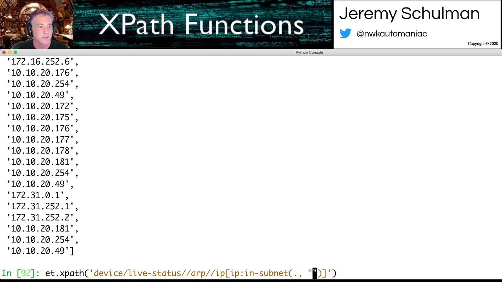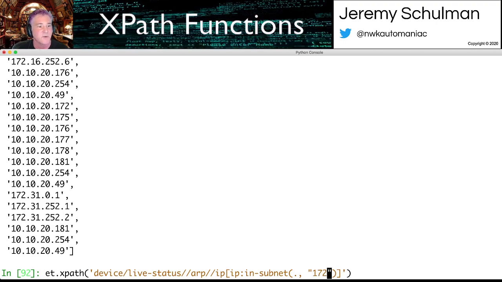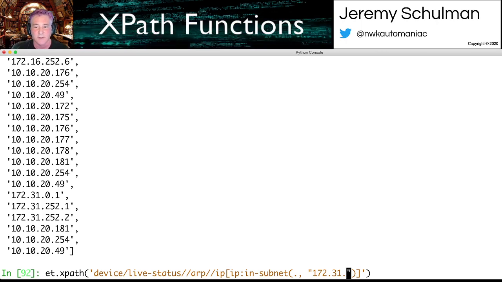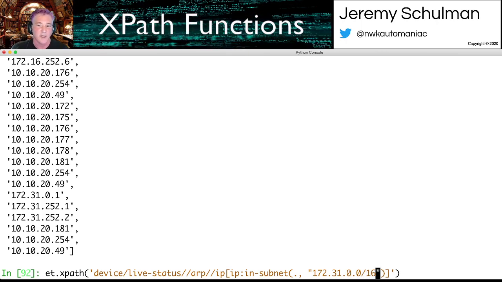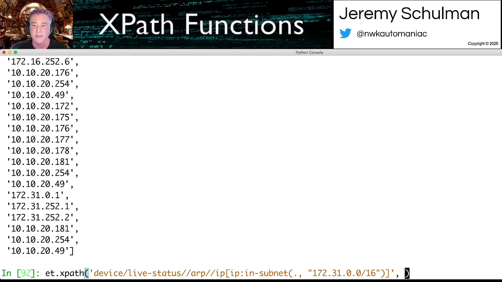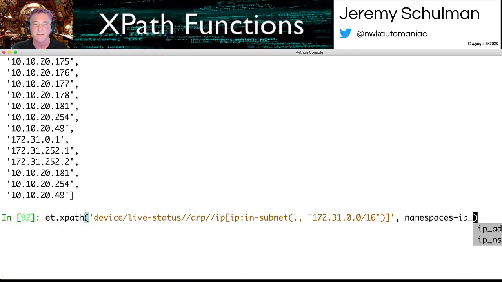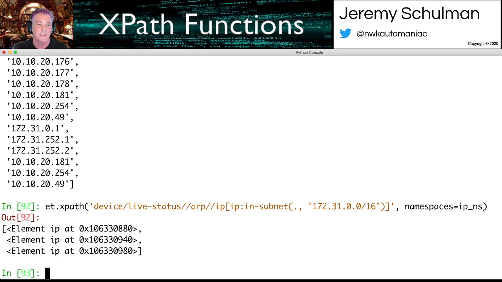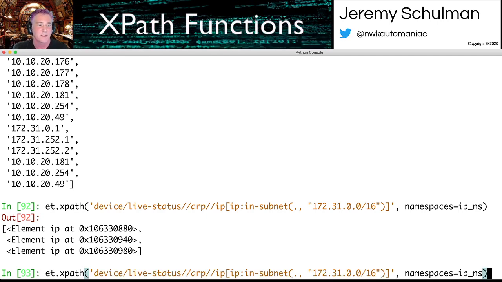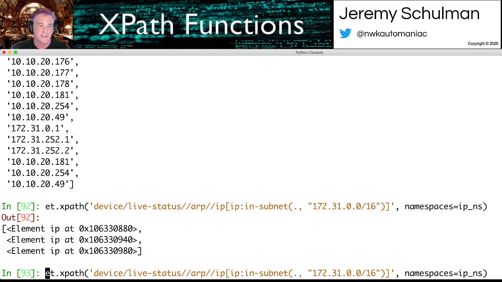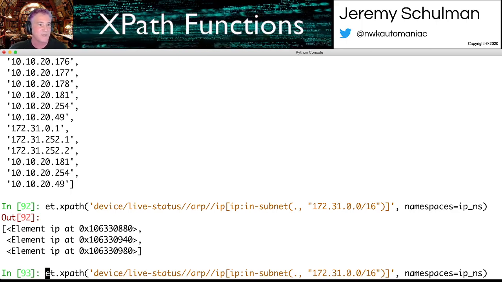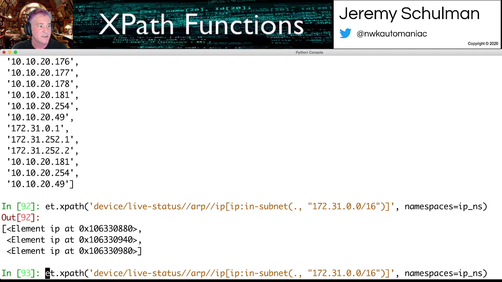So let's say that we want this to be 172.31.0.0/16. I know we could have done that with not in subnet, but that's okay. Namespace is IP. So I can see that I've got three of these values that are in that subnet. And then we can go through that whole process just to dump the ARP table that matched those IP addresses. So I'm going to stop here because I want to see if anybody's got any questions.